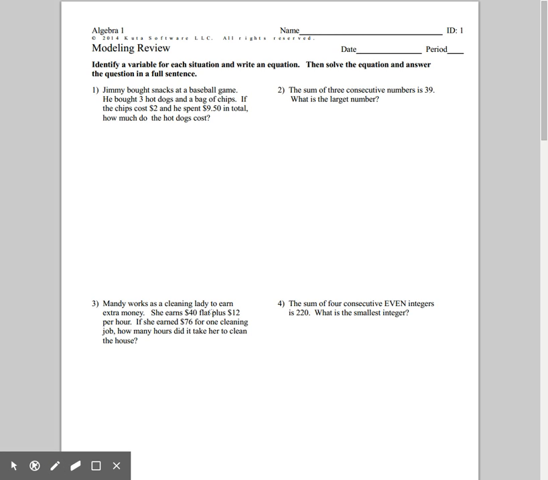Manny works as a cleaning lady to earn extra money. She earns $40 flat plus $12 per hour. You see this, guys? Per hour? It's a big deal, okay? Because that is a constant rate, right? 12 per hour. So when we see constant rates, we know that's going to be part of our unknown. Okay, we know that's going to be the coefficient, the number that we multiply the variable with. Like for example, when I saw per hour, right away I thought, ooh, 12x.